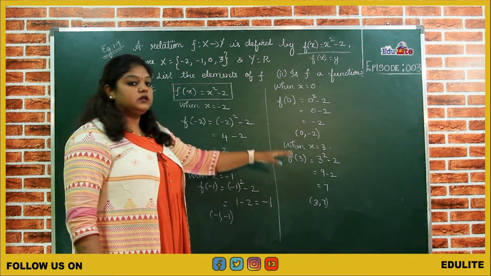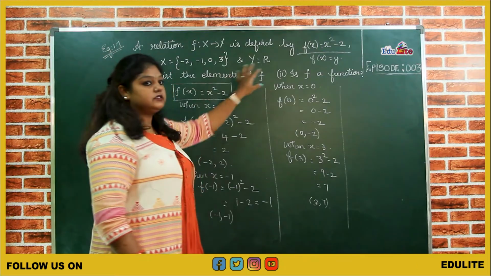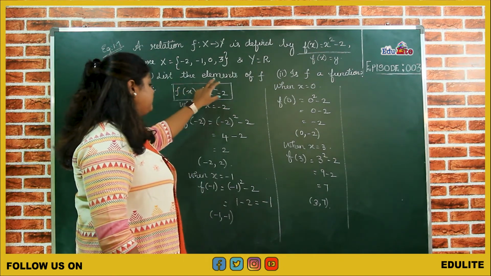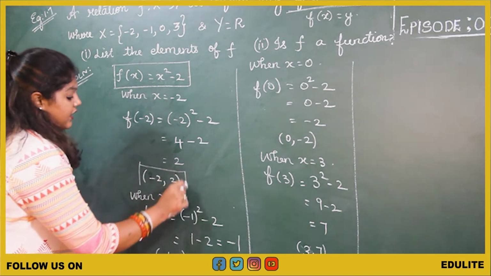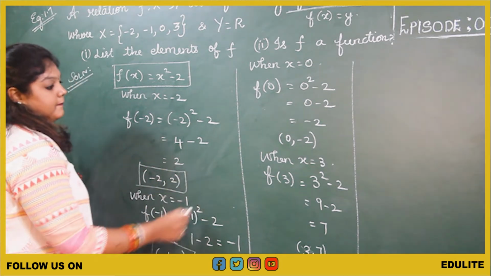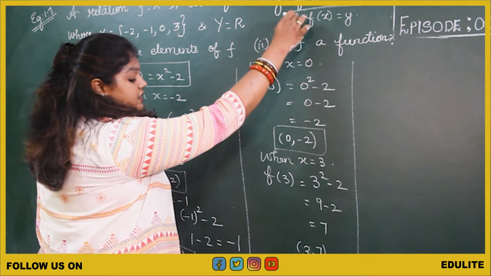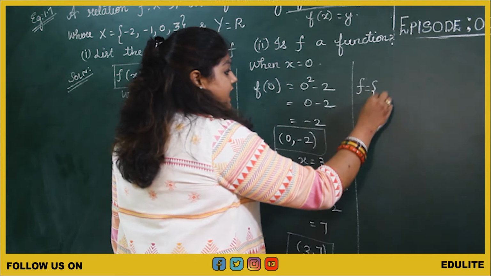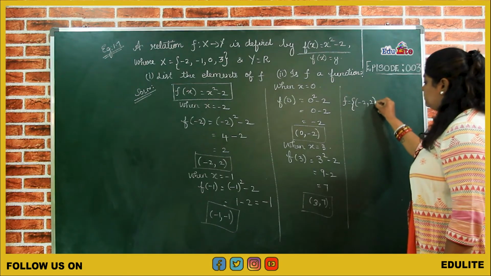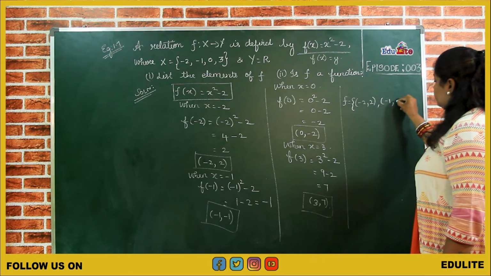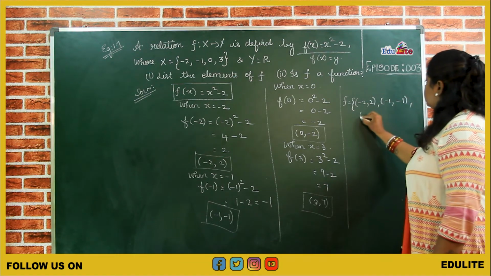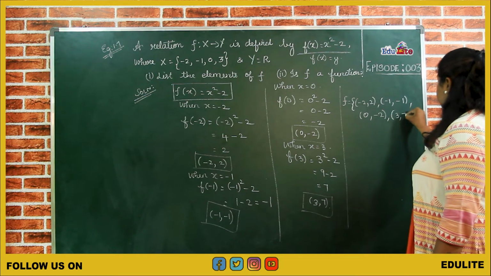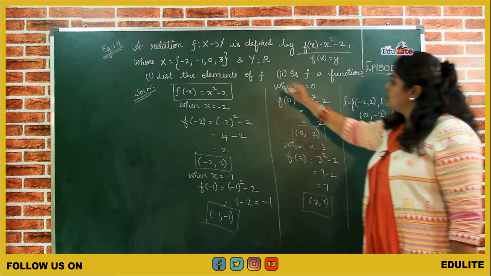So, we got 4 ordered pairs. We will complete these two subdivisions. In the first subdivision, we have to list the elements of f. So, these are all the elements of f according to the given equation. So, f can be expressed as minus 2 comma 2, minus 1 comma minus 1, 0 comma minus 2, 3 comma 7. So, the first option is over.